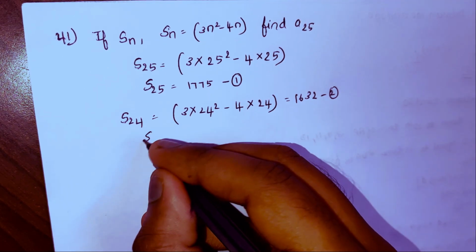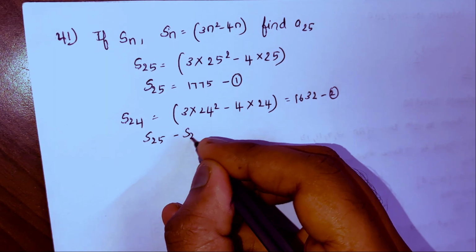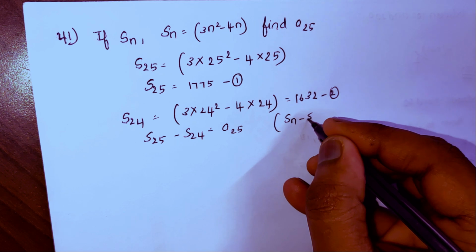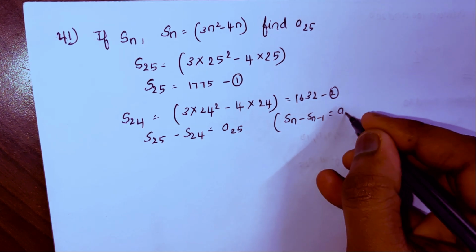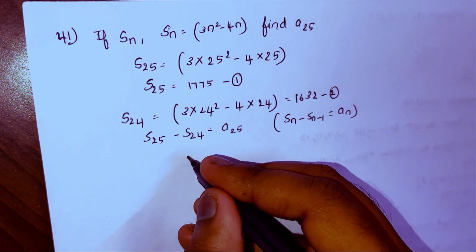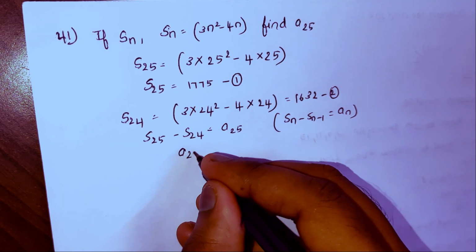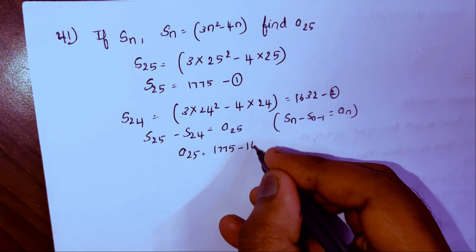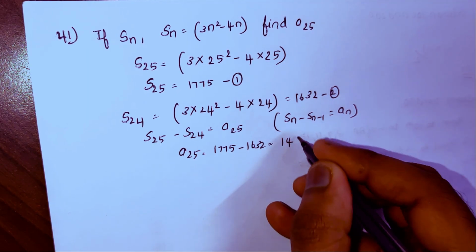We know S25 minus S24 is equal to A25. That is by the formula Sn minus Sn minus 1 is equal to An. So we'll get the value of A25, that is 1775 minus 1632, that is 143.